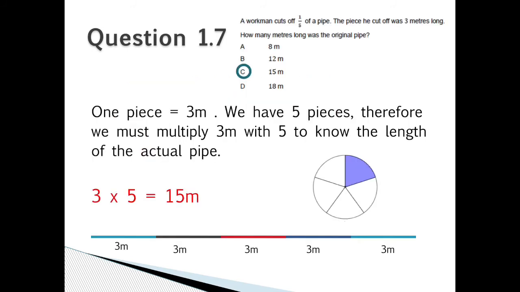If one piece is equal to 3 meters and we have 5 pieces, therefore we must multiply 3 meters with 5 to know the length of the actual pipe. So the correct answer would be C, 15 meters.